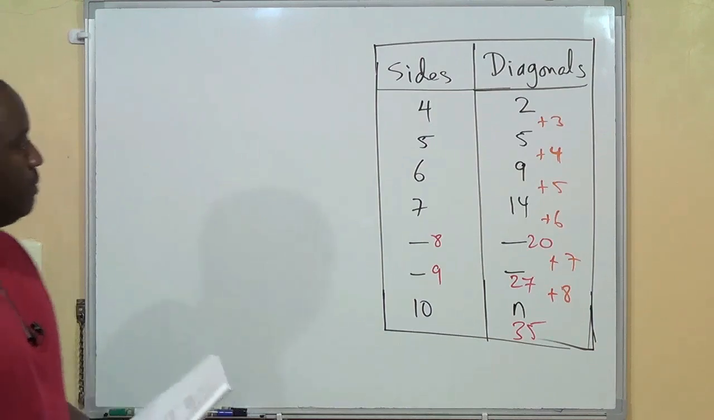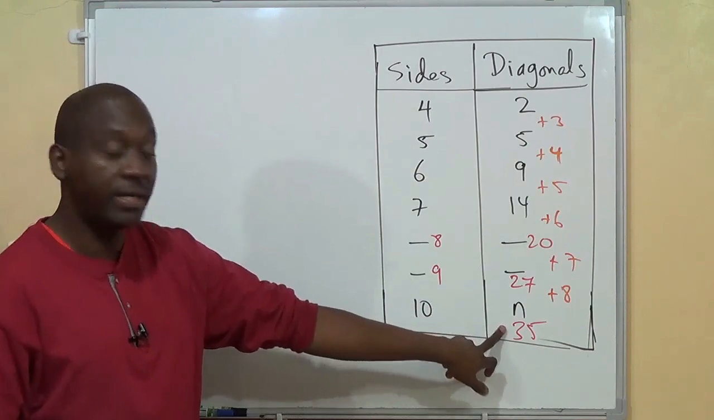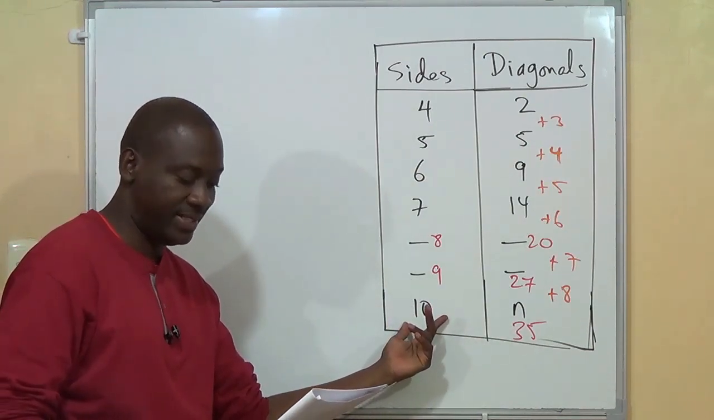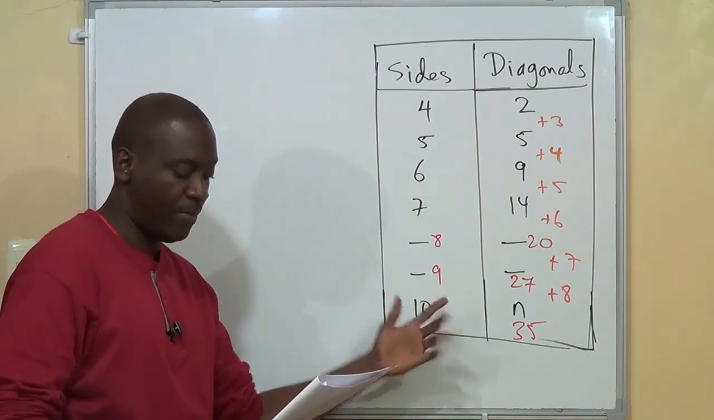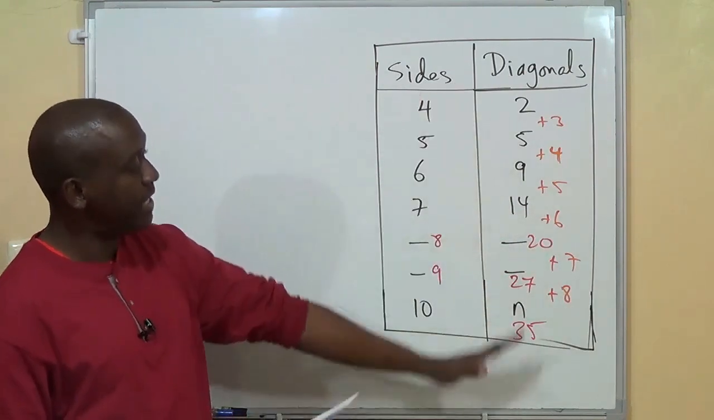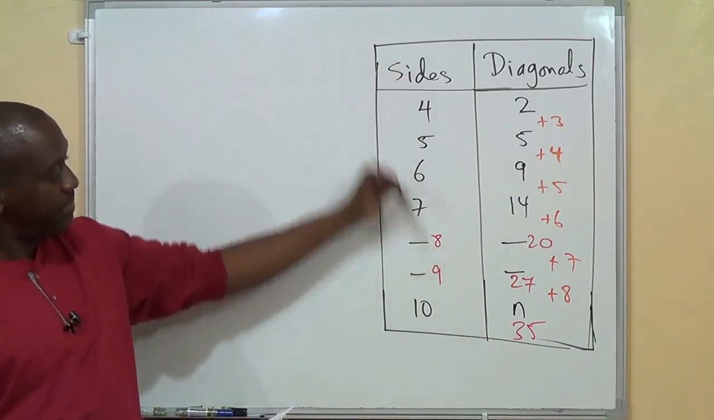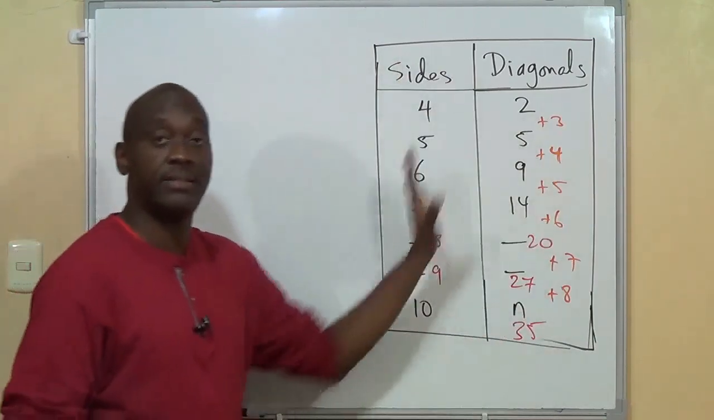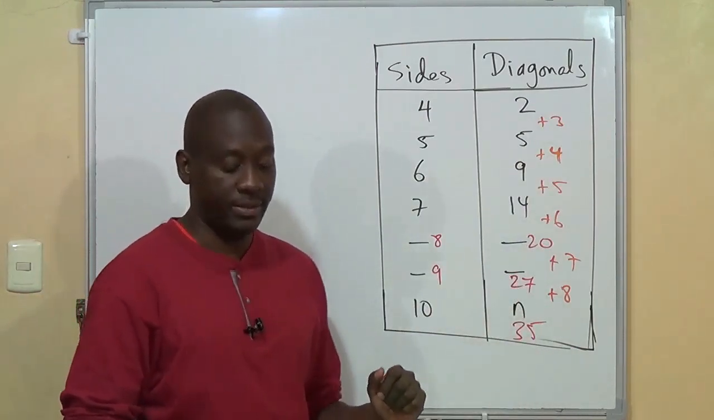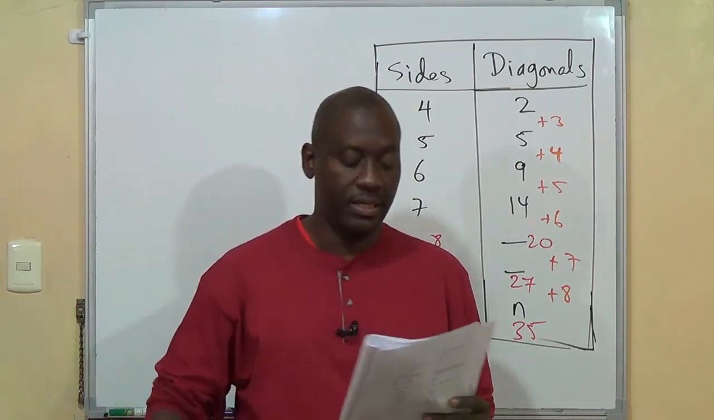So if we follow this pattern here, we'll end up with 35 diagonals where you have an n-sided figure where n is equal to 10. So in other words, the number of diagonals is n, the number of sides is given here. So anytime you have a 10-sided figure based on this setup here, the number of diagonals, n, would be 35 diagonals. So in that case, the answer is answer D, 35.